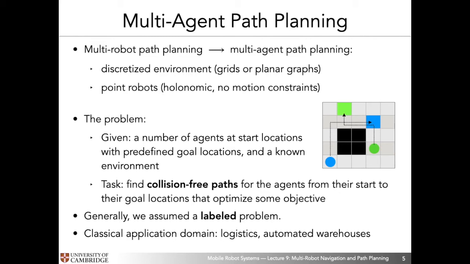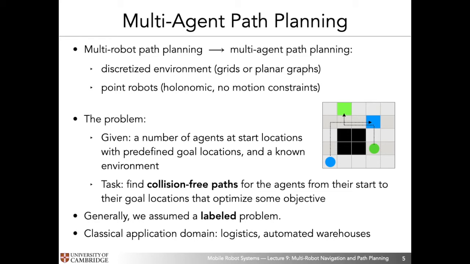Okay? So the first thing that we do is we discretize our environment. So we're considering grids or planar graphs. And our robots are no longer motion-constrained robots, but they're now point robots that are holonomic and can move from one given grid cell into another without being constrained in any way. Now, the problem that we're trying to solve is, well, we're given a number of agents that are at known start locations, and these agents have predefined goal locations in a known environment. So we know where the obstacles are in this environment, and we know how it's bounded.